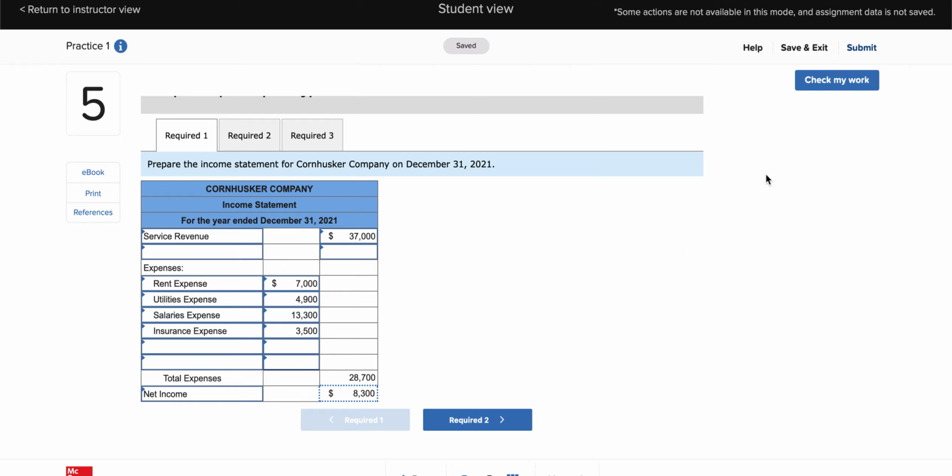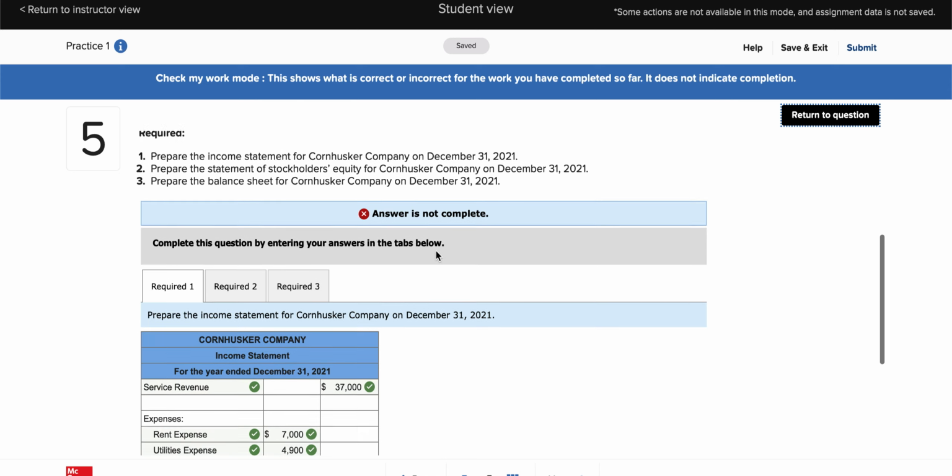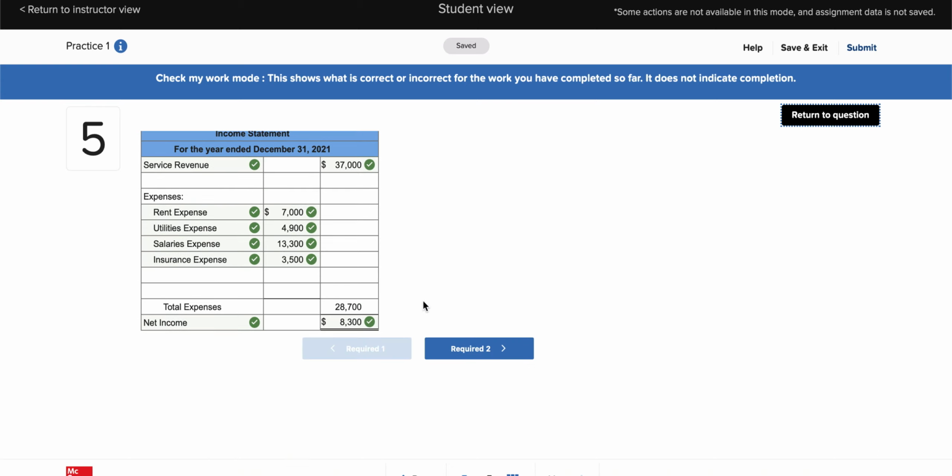Again, I want to check it before I move on. And I would always suggest checking it before you move to the next one. Where we're talking about the practice problems, you have an unlimited number of checks, so don't hesitate to make sure that you get it right. Because if you don't have this right, you're going to end up getting the next part wrong because you're going to use this net income in the next calculation. Okay, and it's saying answer is not complete, and that's because you haven't completed requirements 2 and 3. But as far as this is concerned, the main thing I want to know is that this net income number is right, because this is the number I'm going to use in the next requirement.